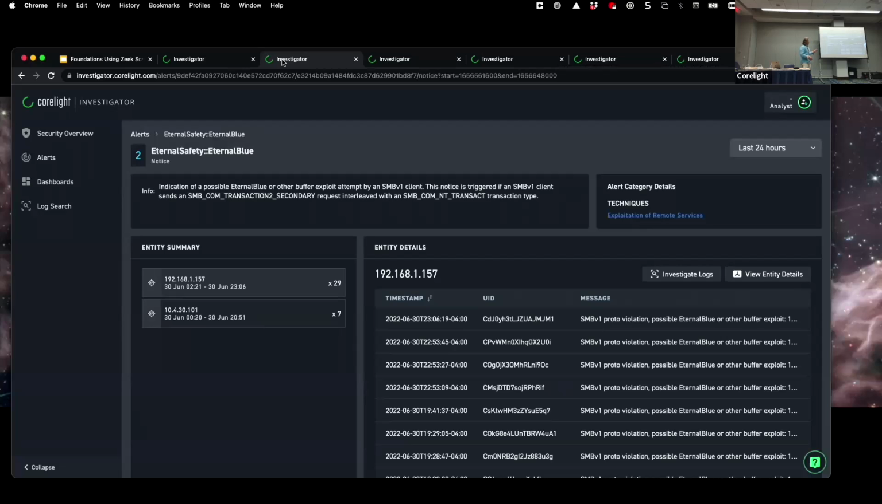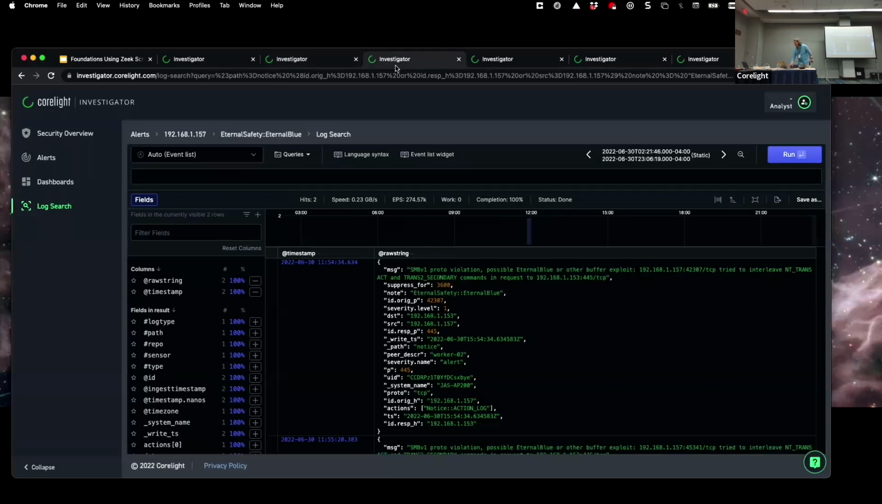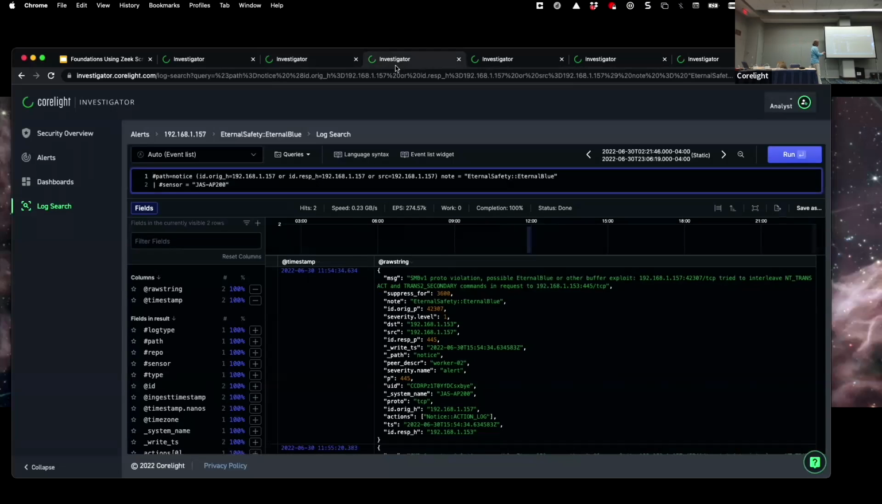But then we give you the option to go through, and remember we talked about the unique identifier and the value the unique identifier has. You can go through and investigate the logs where we use this particular unique identifier. So what does that look like? As we go through, in this instance, I'm looking in what's called a notice log. Remember, that's our custom alert. And I'm looking for Eternal Blue because I'm drilling into something I already found.